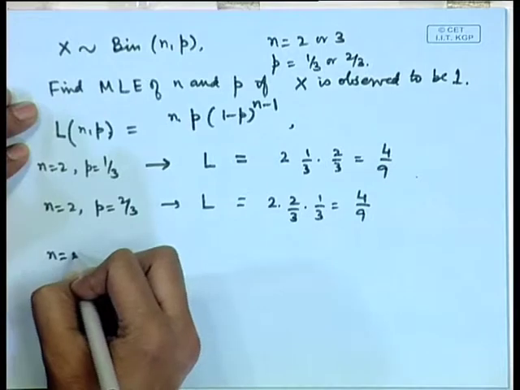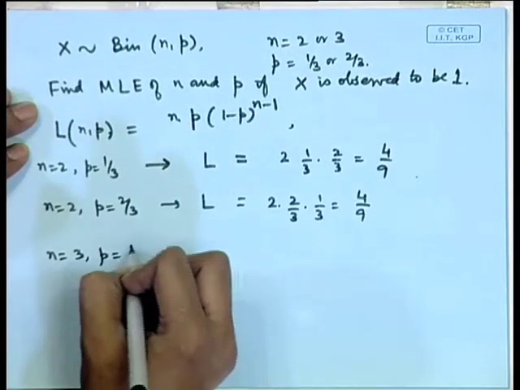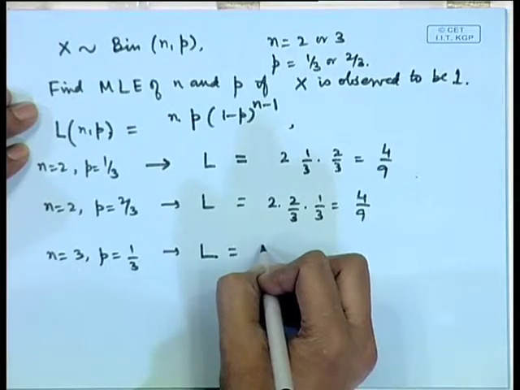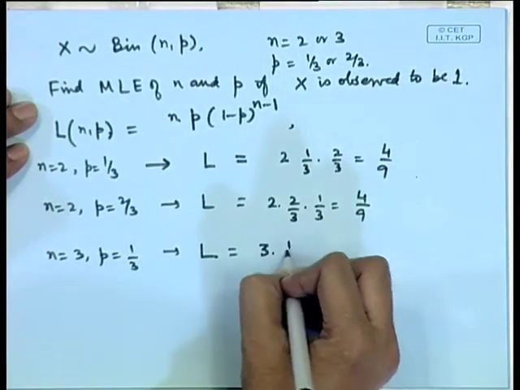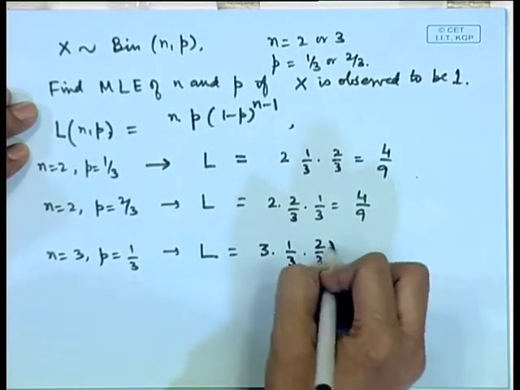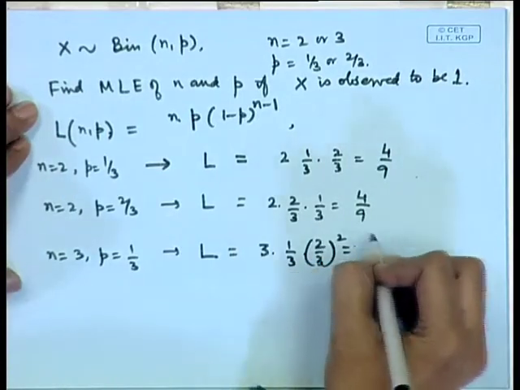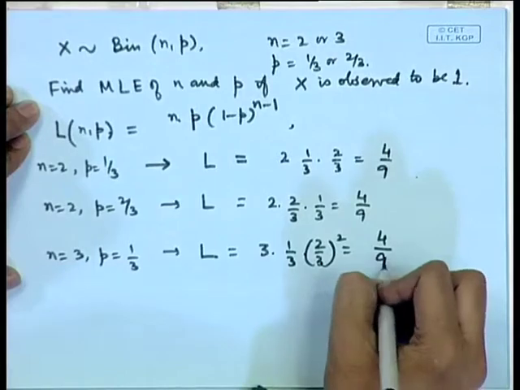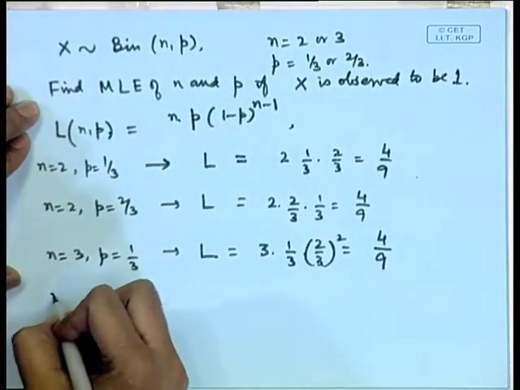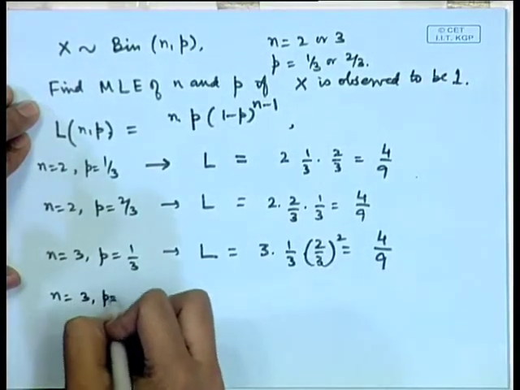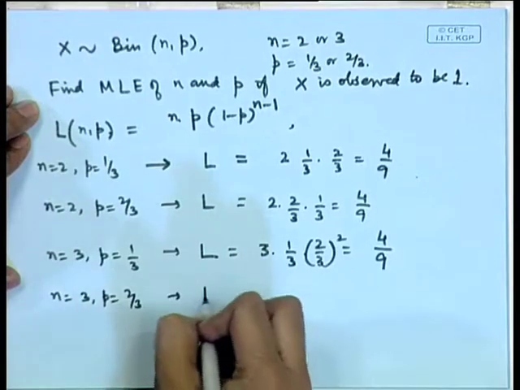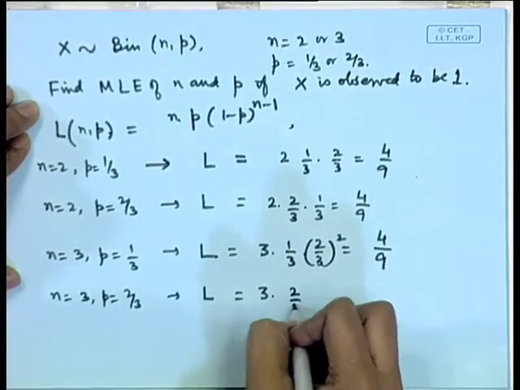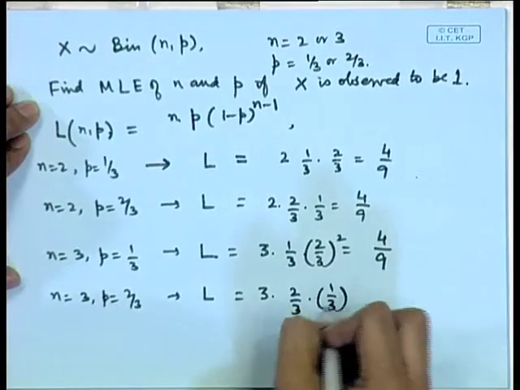When n is equal to 3 and p is equal to 1/3, the likelihood function value is equal to 3 times 1/3 times (2/3) square, that is equal to 4/9 again. And n is equal to 3, p is equal to 2/3. Here the likelihood function value turns out to be 3 times 2/3 times (1/3) square, which is equal to 2/9.